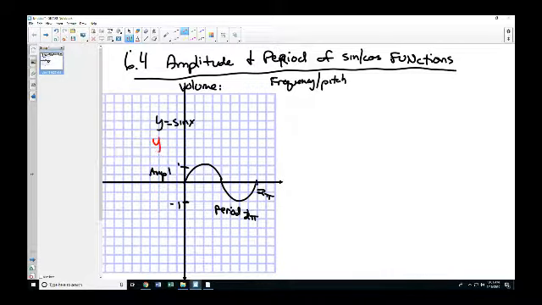So let's say I do this. What did a number multiplied in front do? Stretched it vertically, made it go up faster. Okay, so this is an amplitude change. It stretches vertically. Okay, so now the amplitude is 2. So it's just steeper. Amplitude change.